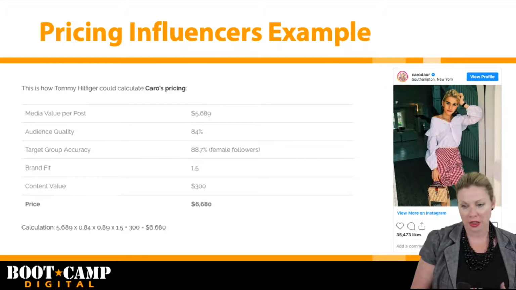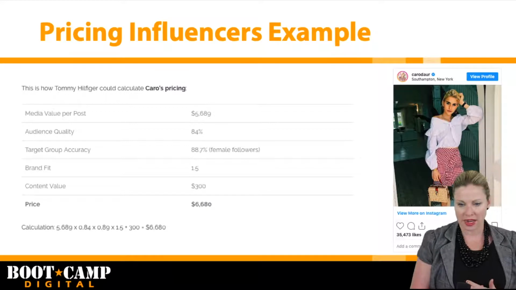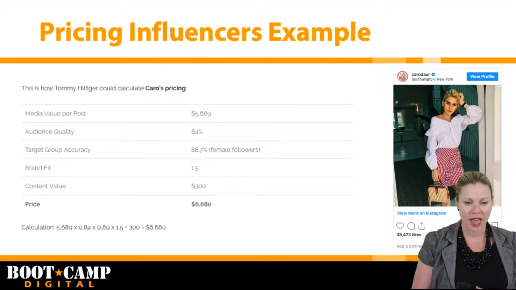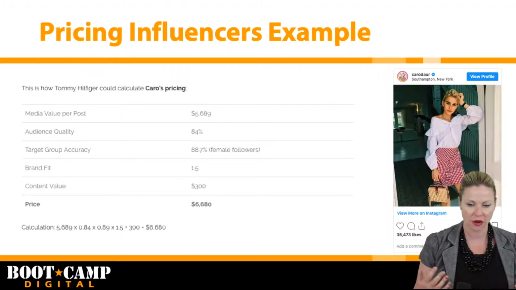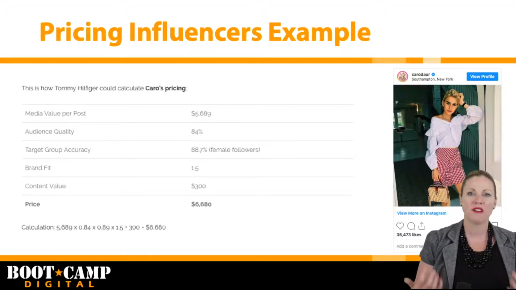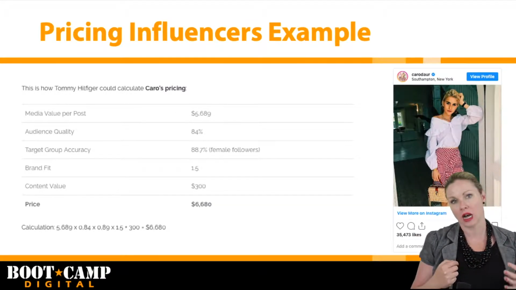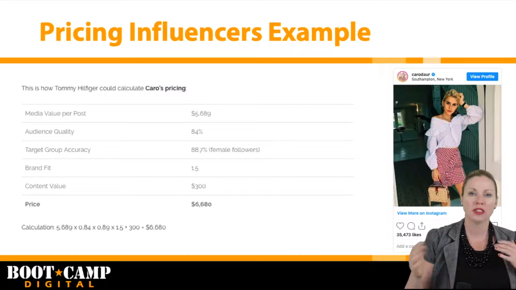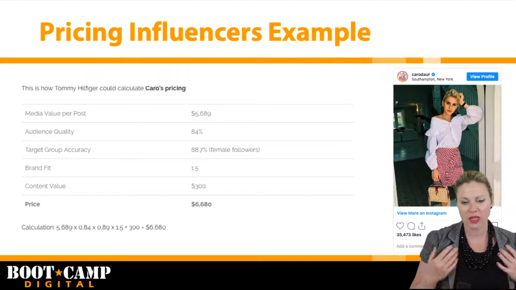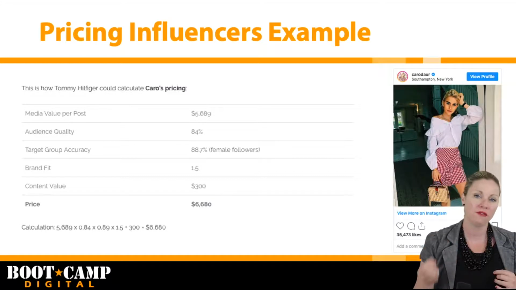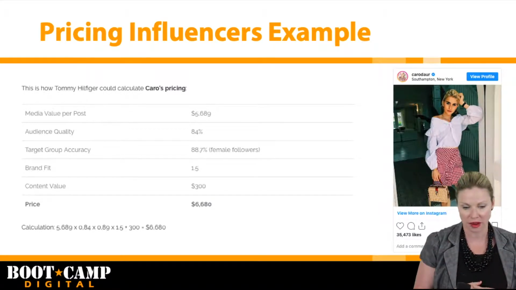So how would we calculate it? Here's an example for you. This is an influencer on Instagram, Caro. Maybe Tommy Hilfiger's looking at her and saying, okay, let me think about partnering with her. So the first thing they would say is, what is the media value per post? So let's say she reaches 500,000 people. They would normally pay almost $6,000 to reach that many people on Instagram. So just the one-for-one exchange of media value is almost $6,000. Getting their brand in front of people gives them that $6,000 benefit.